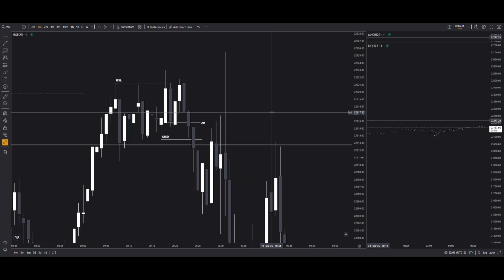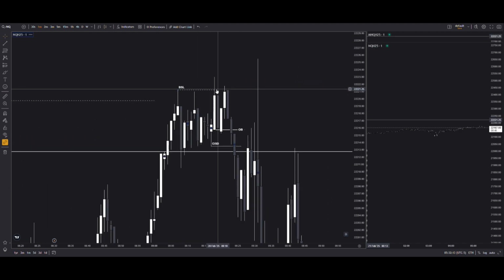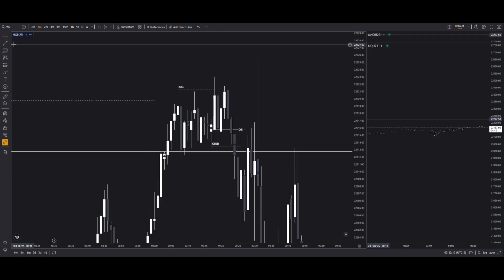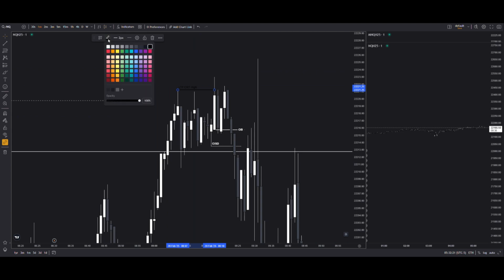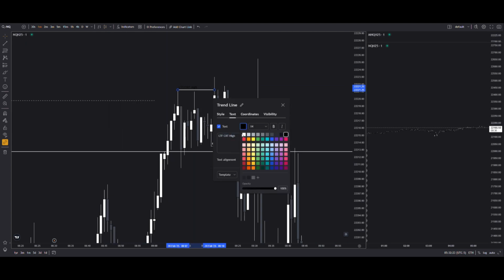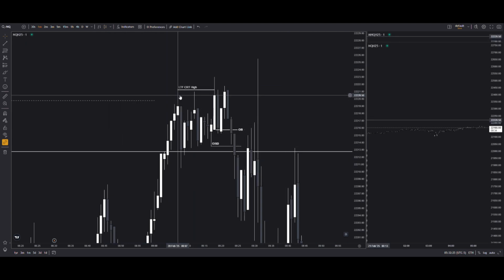Now, what do we wait for? What do we look for? We look for our 15-minute CRT. Now, I just changed for four time frame CRT high, 15-minute CRT high. Right. We get the sweep of that high, the order block, the change in the state, the close below.